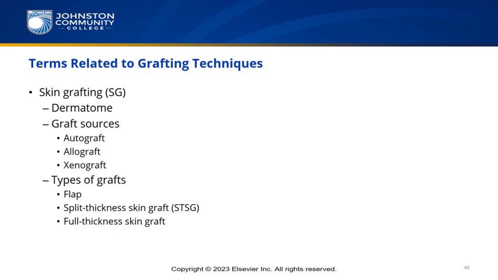A synonym for an allograft is a homograft, meaning same. And a synonym for xenograft is heterograft. Hetero means different. Believe it or not, a xenograft can come from a pig. Finally, a flap is another term for a skin graft. These can be split thickness, meaning that they are from the epidermis and part of the dermis, or full thickness skin grafts that are the entire epidermis and dermis.